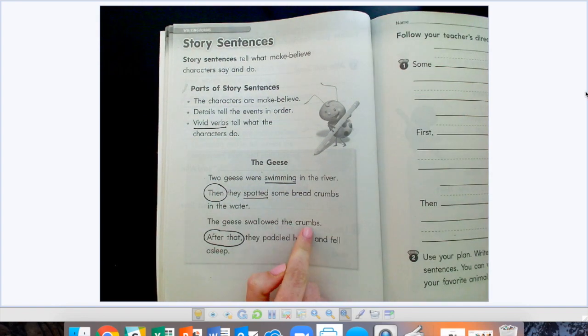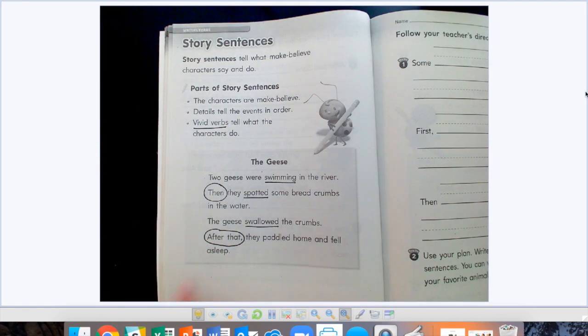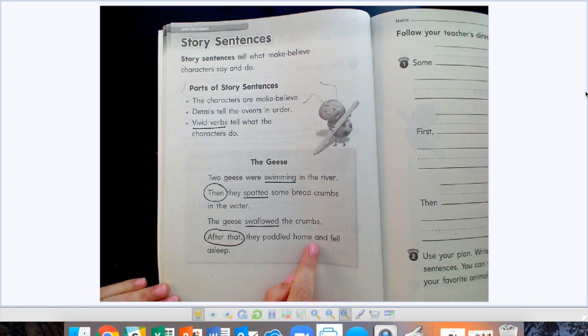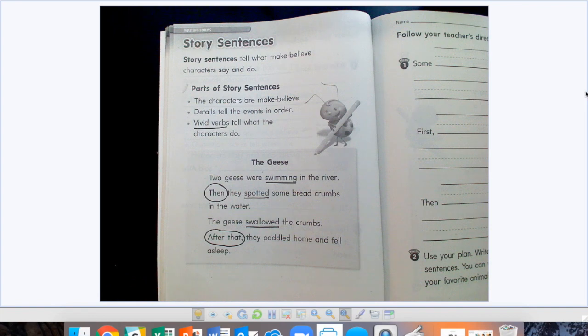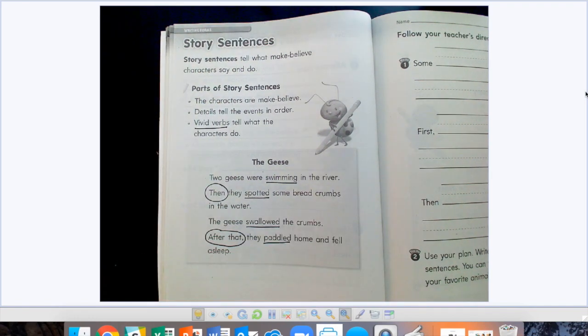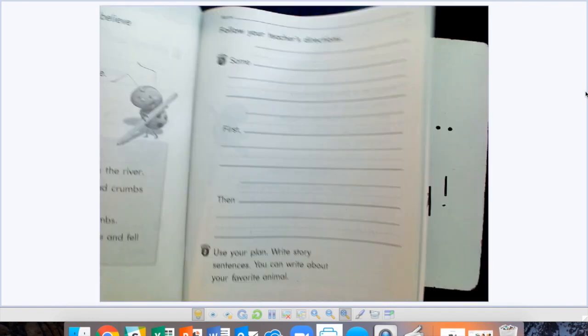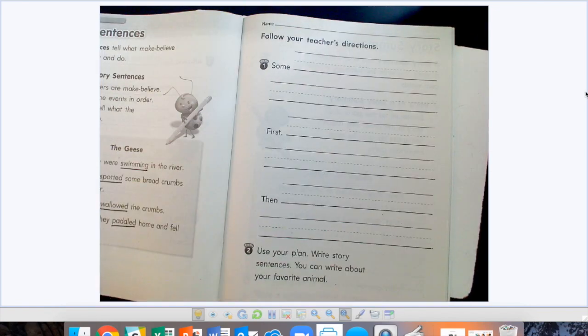The geese swallowed the crumbs. What action word or verb do you see in this sentence? Great job. Swallowed is correct. Last sentence. After that, they paddled home and fell asleep. Which word in this sentence is a vivid verb? Paddled. Awesome job. Now we are going to do this together on page 57, and then you're going to do it by yourself in your writing notebook.